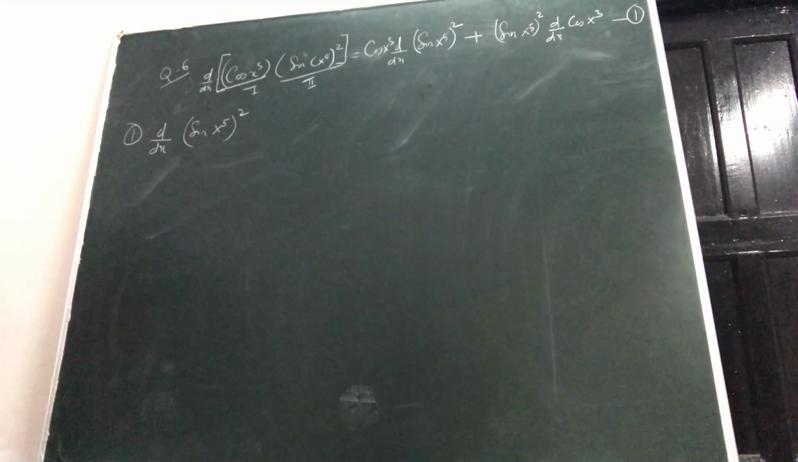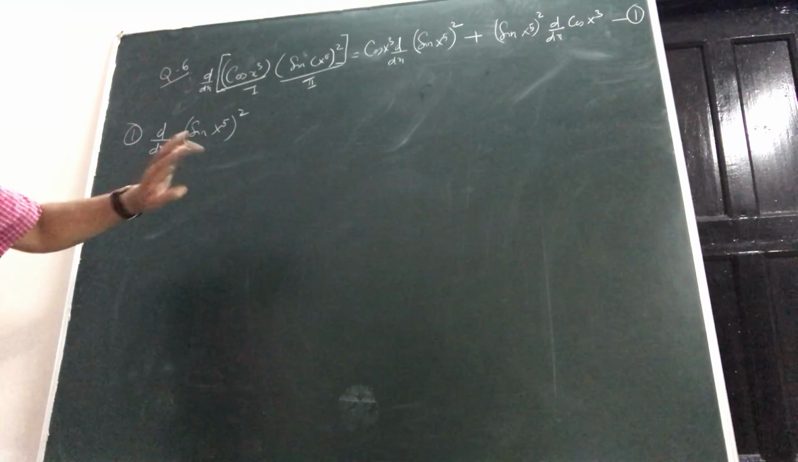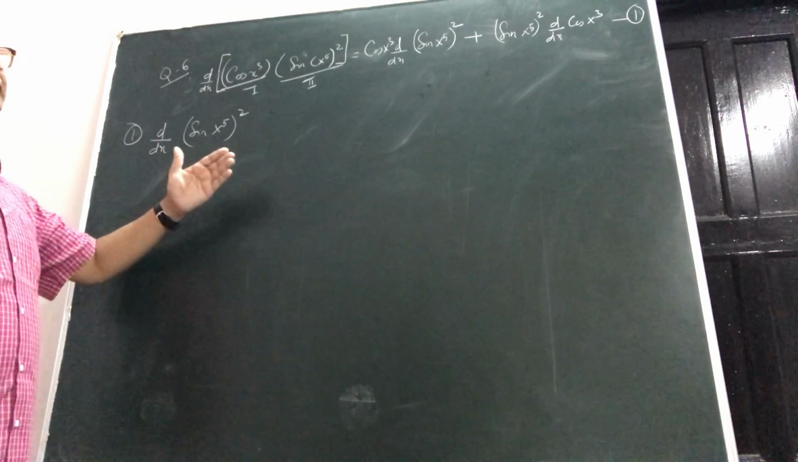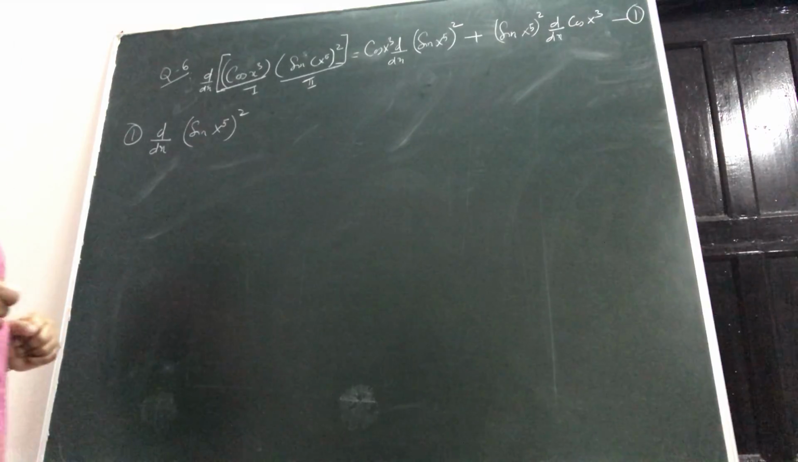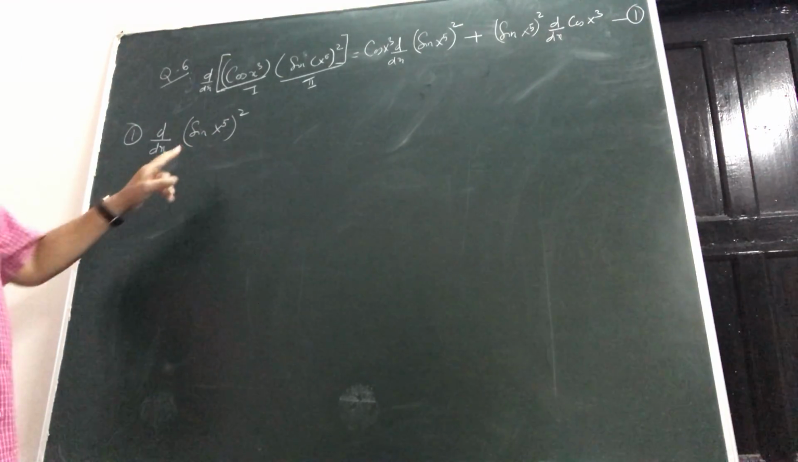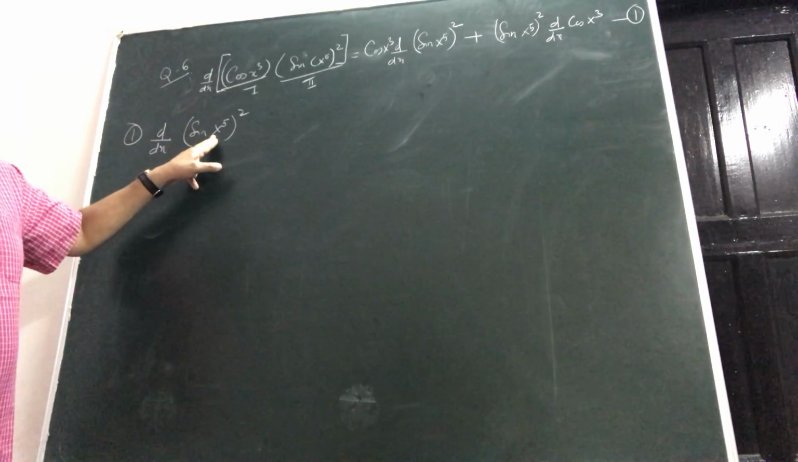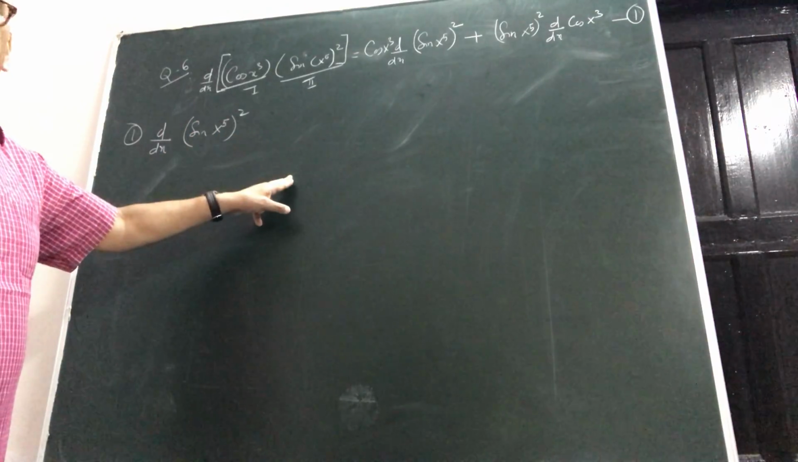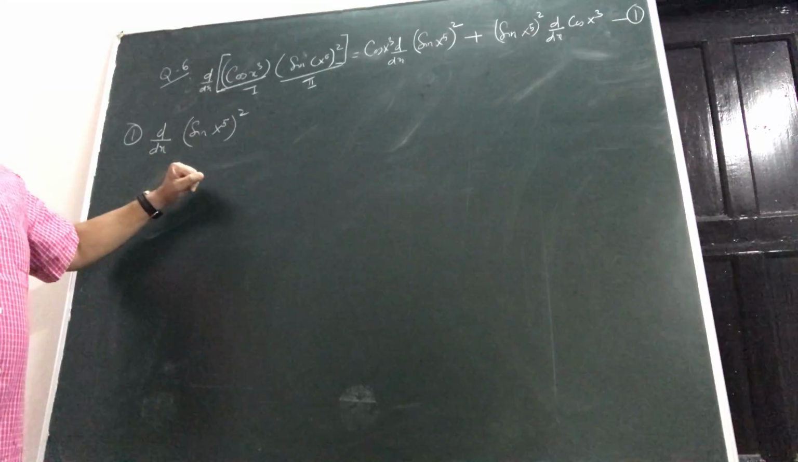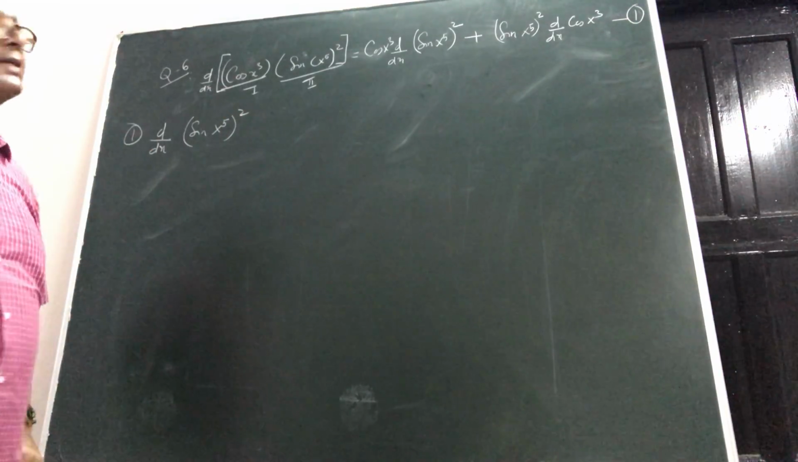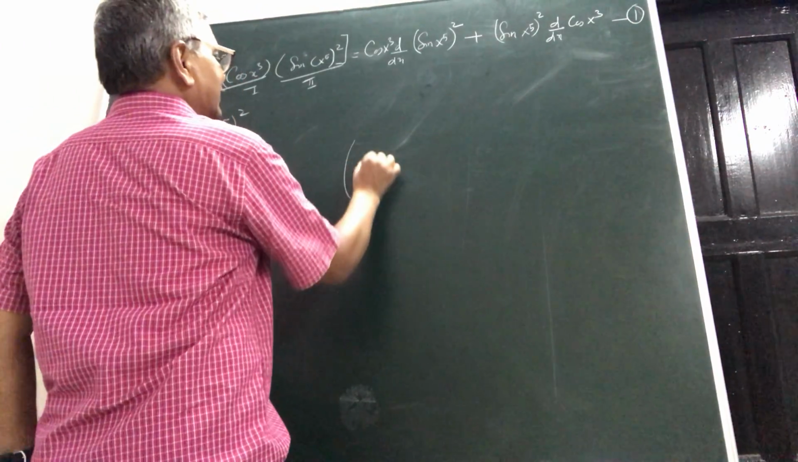Now here first it should be clear to you what is the outermost function, what is the intermediate function, and what is the innermost function. Now I tell you, innermost function is what? X raised to power 5. Intermediate function is what? Sin x. And then outermost function is what? X square.